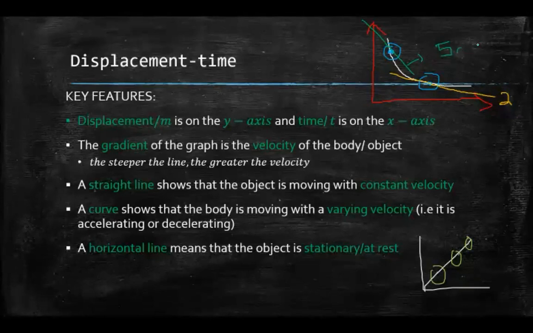And we said the gradient is velocity, right? That's why I said a curve shows that a body is moving with varying velocity. Varying meaning that the velocity is actually changing. Like this diagram here, 5 is different from 2, obviously, meaning that my velocity changed. And that's why we said, if there's a curve, that's varying velocity. So your velocity is changing.